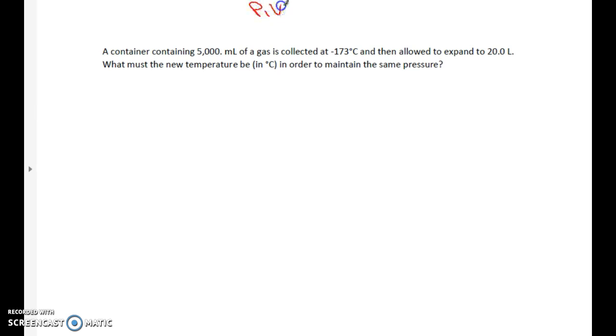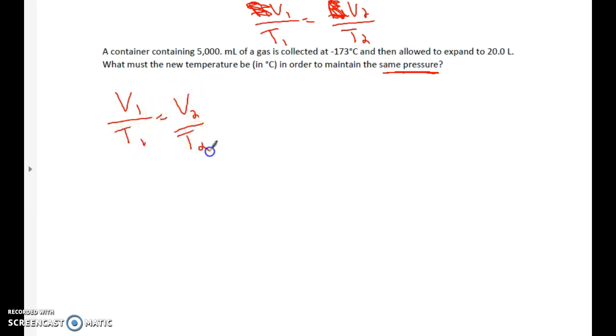Now, if we start off with that same overall equation, P1 V1 over T1 equals P2 V2 over T2, what's going on is pressure is staying the same. So basically pressure is taken out of this equation. And what you end up with is a Charles' Law problem. V1 over T1 equals V2 over T2.